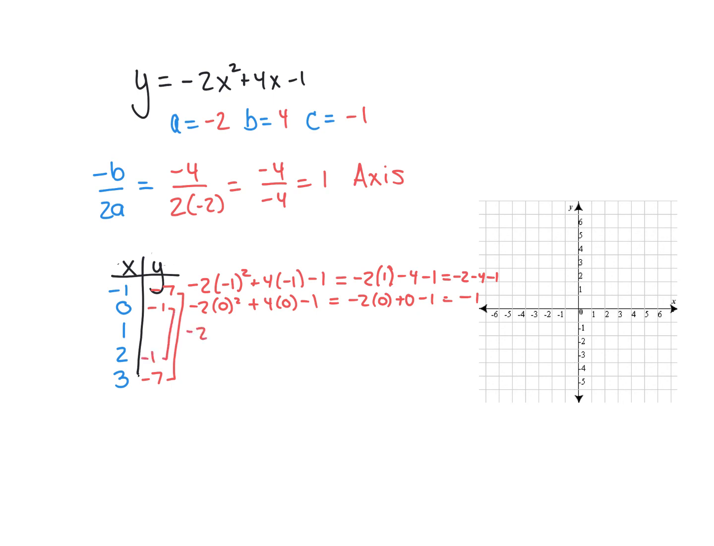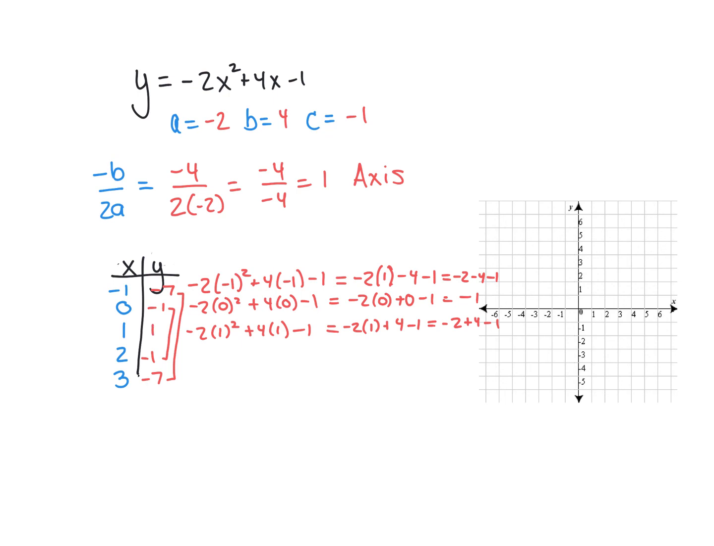And then the last one we're going to plug in is +1. So again, when we do this, we are going to square 1 first before we multiply by -2. Because if we don't, it's going to end up throwing off our answer. We're going to end up with -2 plus 4 minus 1. So we're going to get 2 minus 1, which is 1. Sorry.